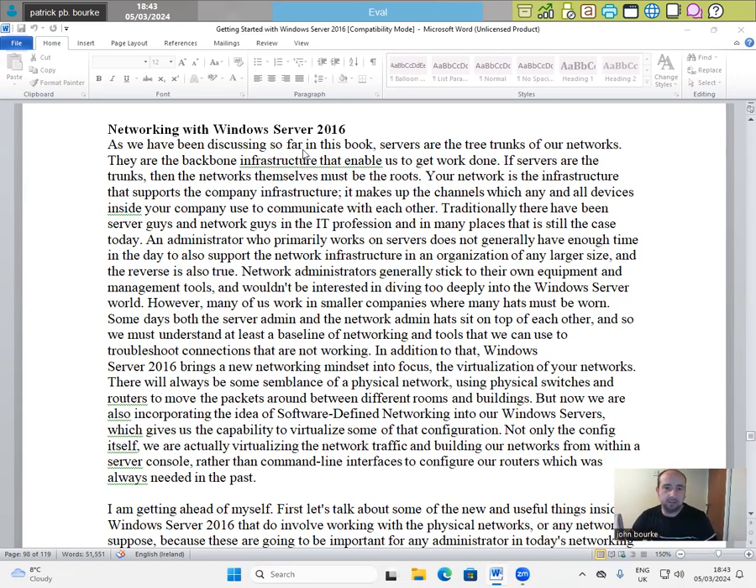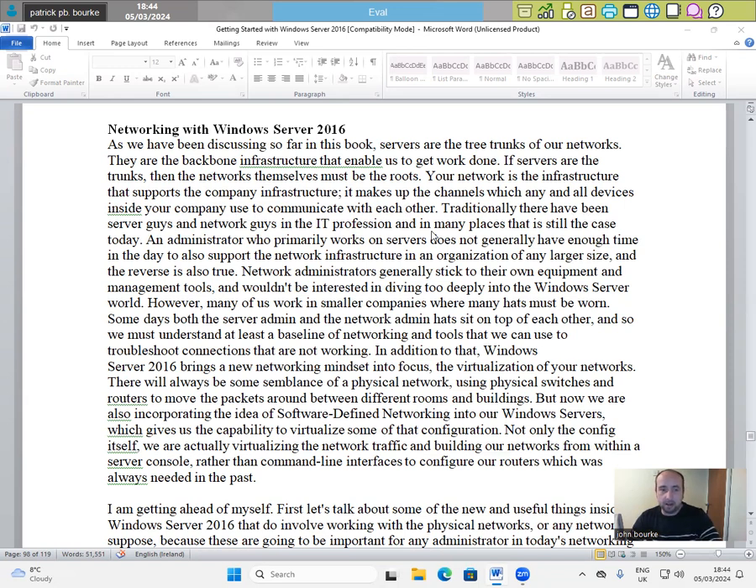As we have been discussing so far in this book, servers are the tree trunks of our networks. They are the backbone infrastructure that enable us to get work done. If servers are the trunks, then the networks themselves must be the roots. Your network is the infrastructure that supports the company infrastructure. It makes up the channels which any and all devices inside your company use to communicate with each other.